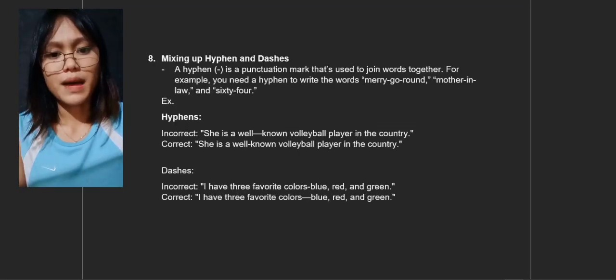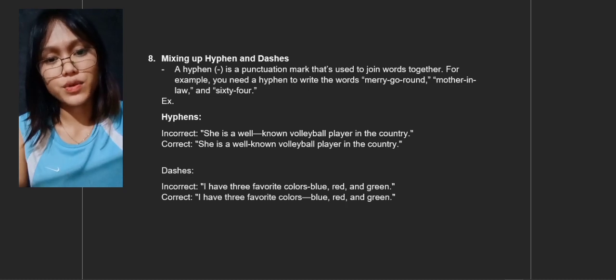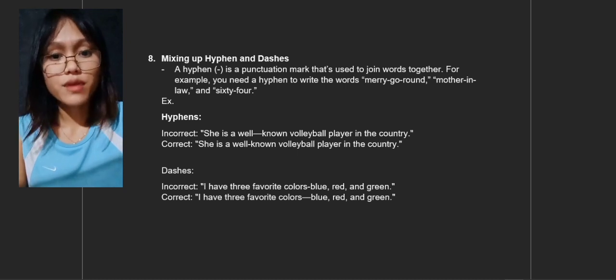Eighth one, mixing up hyphens and dashes. A hyphen is a punctuation mark that is used to join words together. For example, you need a hyphen in merry-go-round, mother-in-law, and 64.